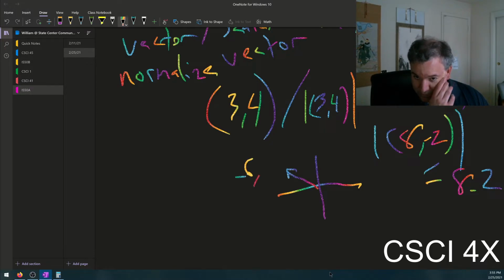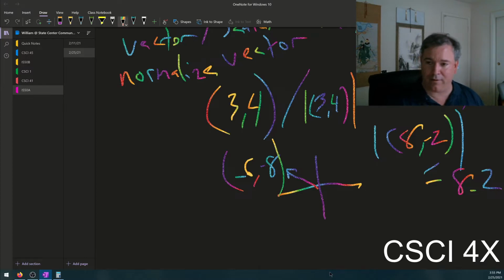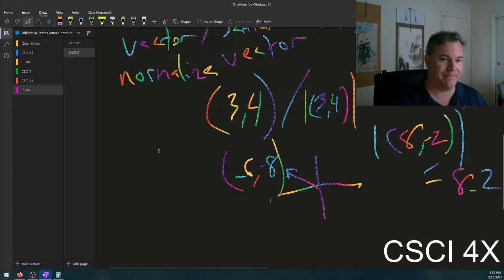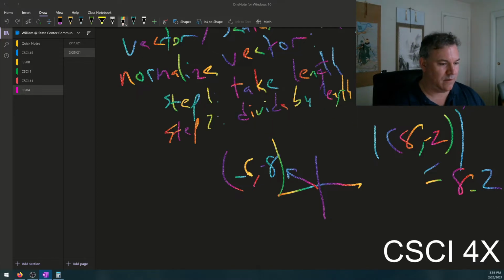All right. -6, -8. Normalize that vector. I'll go ahead and pause the screen. Step 1, take the length of it. Step 2, divide by the length. So step 1, you figure out the length of this. So use the Pythagorean Theorem: 6 squared plus 8 squared, square rooted. And then step 2 is you're going to divide by the length. All right, so I'll pause it again and let you guys work that out.